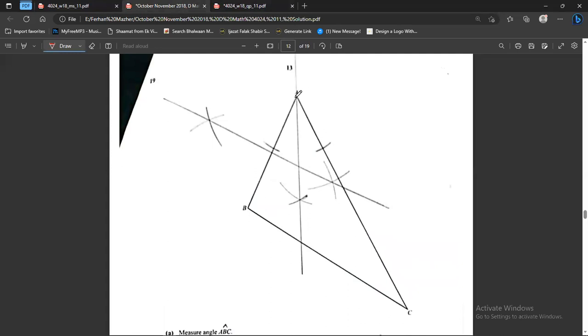Here you see I have put my compass here. I have drawn an arc here. I draw an arc here. You put arcs on both the arms of that angle. Okay, so then put the compass here and draw an arc here. You can see, then put the compass here and draw an arc here. Then join this point with this vertex, and that will be the angle bisector of the angle BAC.